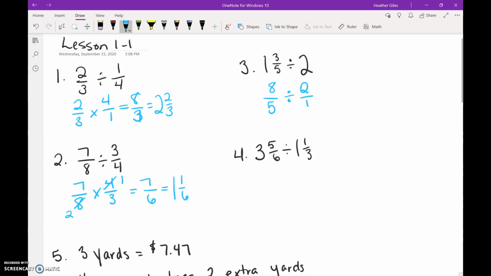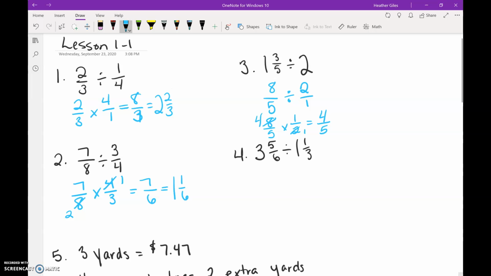Now I need to rewrite to be able to multiply by the reciprocal. So 8/5 times 1/2. I'm going to look for those common factors. Well, 5 and 1 are already simple. 8 and 2 share a common factor of 2, so I'm going to divide both by 2. 8 divided by 2 is 4. 2 divided by 2 is 1. 4 times 1 is 4. 5 times 1 is 5. I don't have to do anything with that. 4/5 is already as small as it can go.